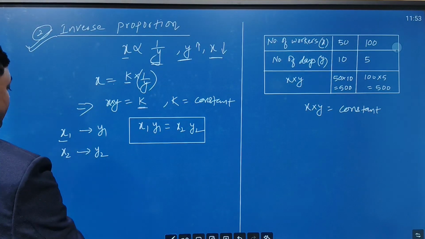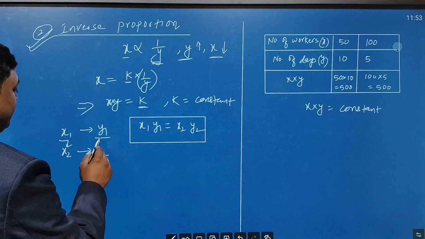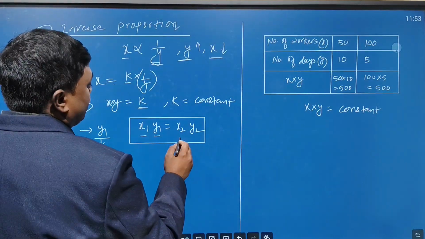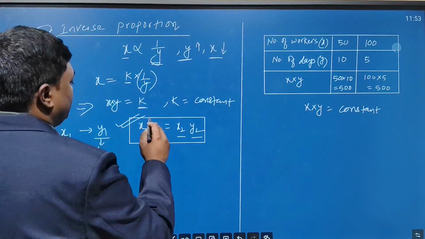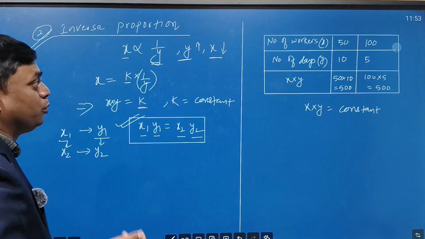So for x1, the corresponding value of y is y1. When it changes to x2, the y changes to y2. But x1 into y1 is equal to x2 into y2. Using this formula, we are going to solve the problems of inverse proportion.